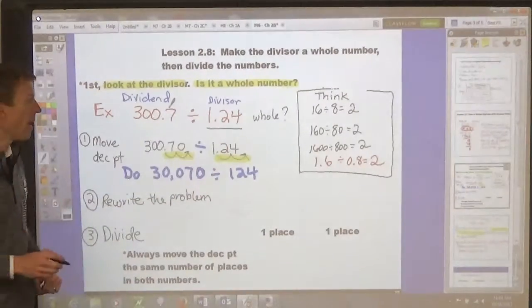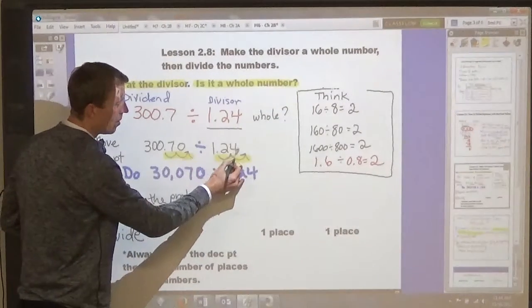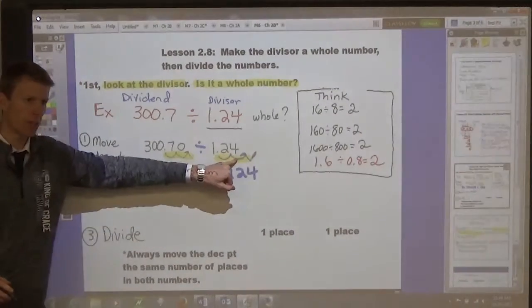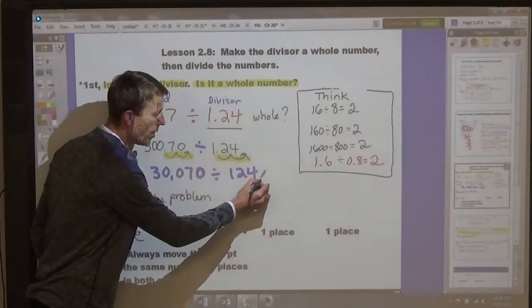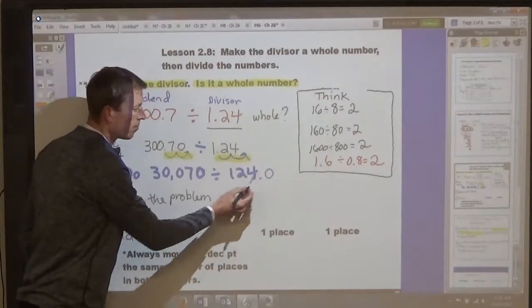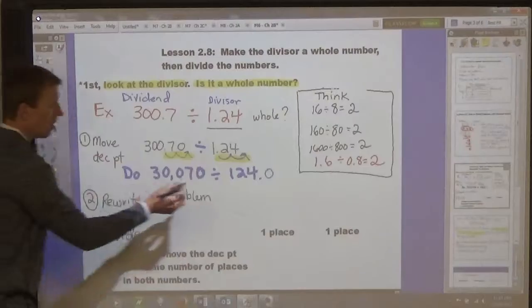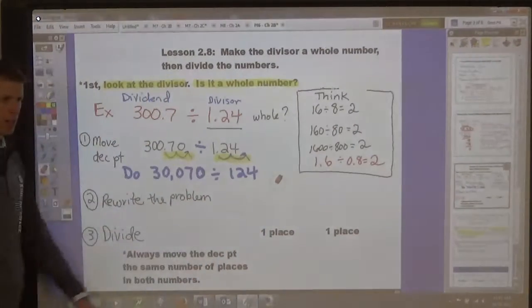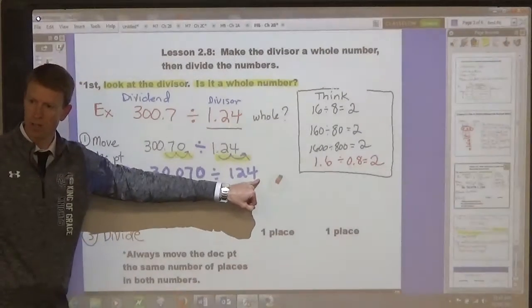So what we can do in math is we can move the decimal point out of the divisor and put it at the end to make it a whole number, 124 or 124.0. That .0 doesn't need to be written there. If it's at the end of the number, then we don't have to write the decimal point. This is a whole number, 124. Okay?